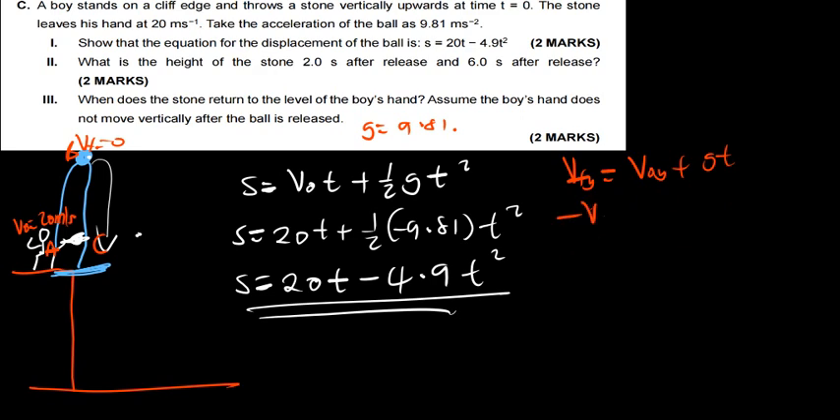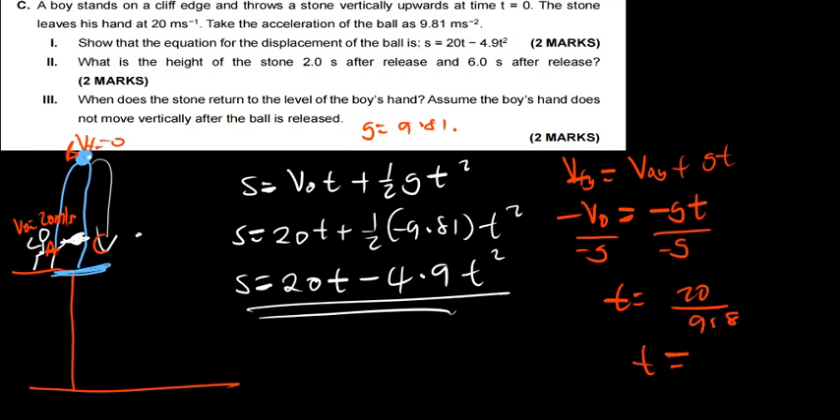You have this. Now G is negative. Divide both sides by negative G. T will be equal to the velocity, 20, divided by 9.8. So T will be equal to 20 divided by 9.8, which is 2.04 seconds.